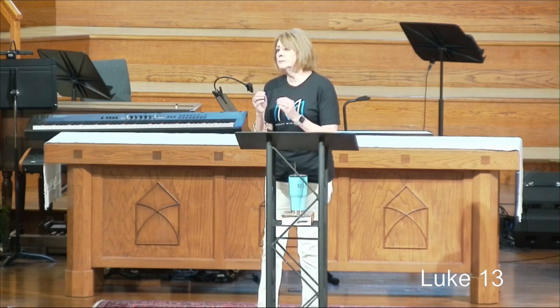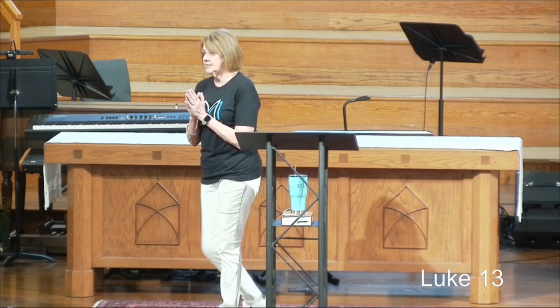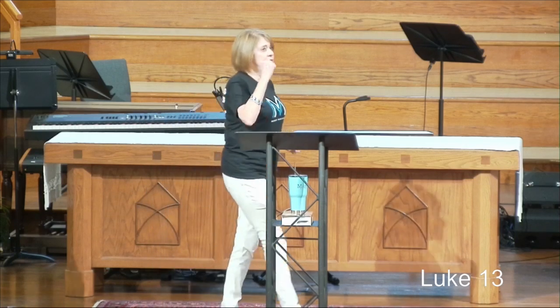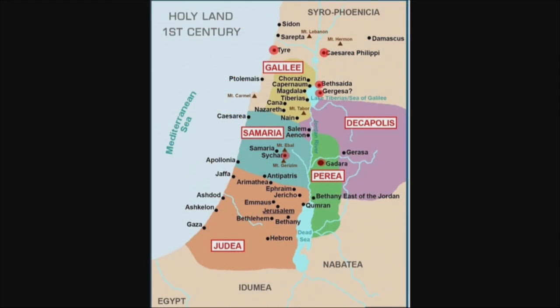So I want to give you a little bit of historical background on this to help us understand it. And we've got a map up here on the screens of first century Holy Land. And Rome is large and in charge at this point. It's not called Israel. They've divided it into provinces, and they have Romans in charge of the provinces. So we've got Galilee up in the gold part, kind of in the northern section.